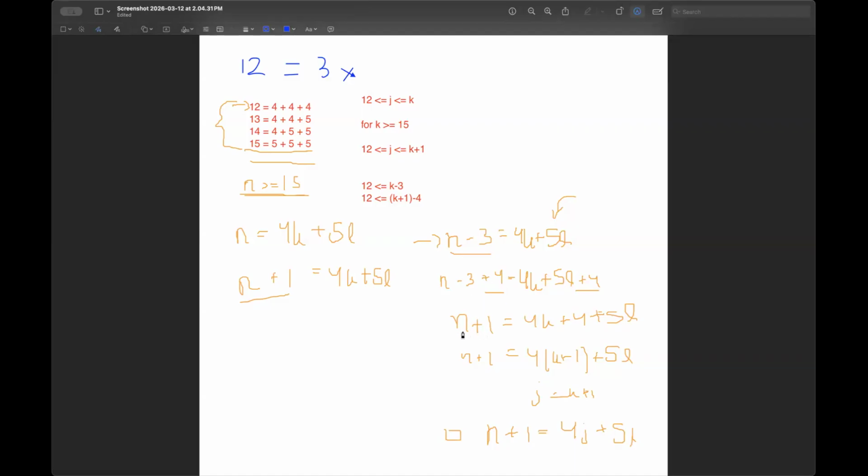If we're saying that this equation is true for n plus 1, where 4k plus 5l is 4 cents times some number plus 5 cents times some number, then that can be represented with n minus 3 plus 4. So we're adding 4 to both sides. And then that 4 can be factored, and because it can be factored, it fits neatly into this some number of 4-cent stamps plus some number of 5-cent stamps. And algebraically, that's what's going on over here.